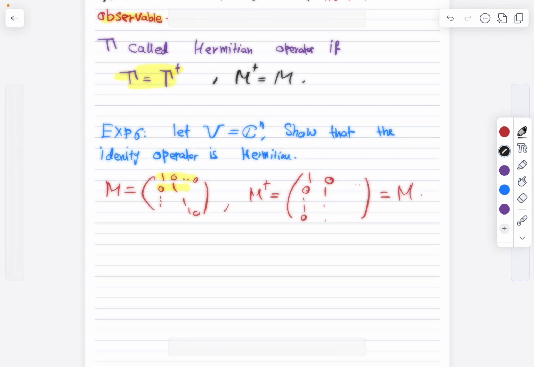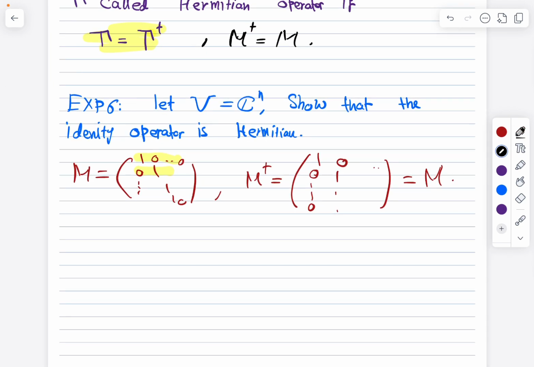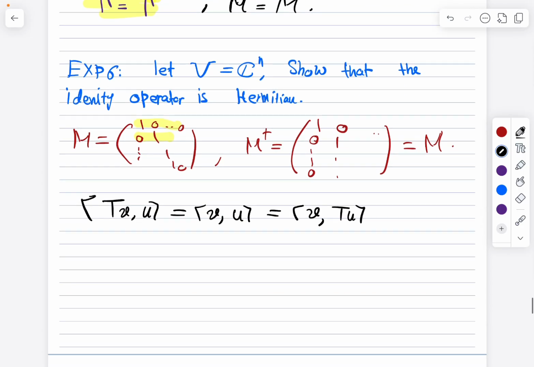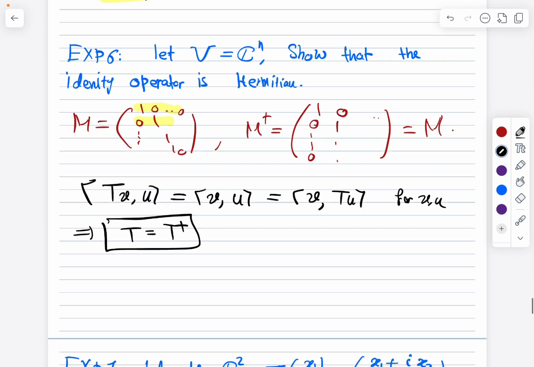Of course, we can do it the other way, which is to calculate this quantity <Tv,u>. We know that when you apply T to v, we get v because it's the identity. So <v,u>. And we know that v can be written as Tu, because again it's the identity. So <u,Tu>. And this works for all v and u. So that means T is equal to T dagger. Both are equivalent.